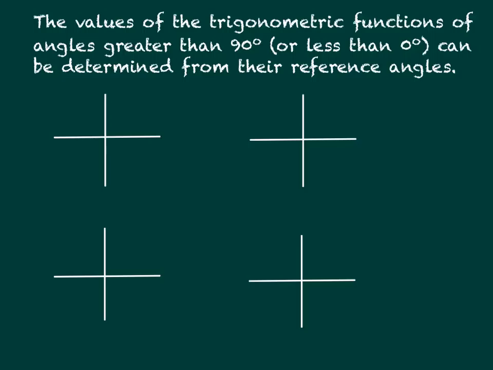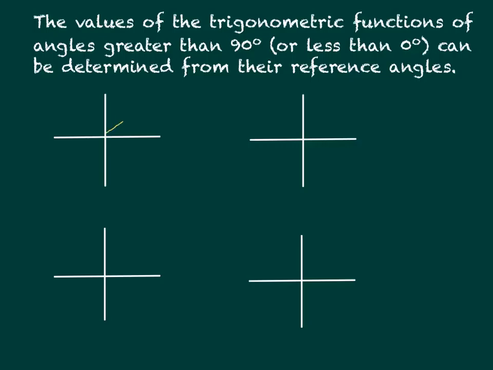The values of the trigonometric functions of angles greater than 90 degrees or less than 0 degrees can always be determined from their reference angles. And this will help us when we're understanding our unit circle. We can generalize things as anything between 0 and 90 degrees, no matter what. So we need to be able to identify what our reference angles are.